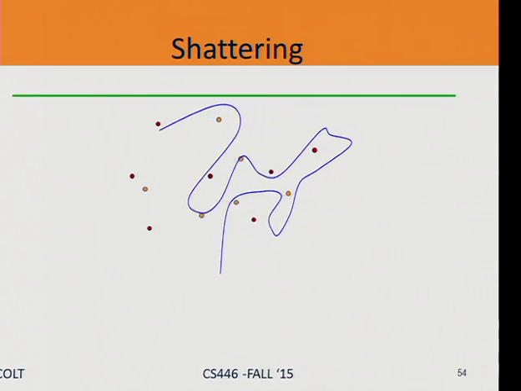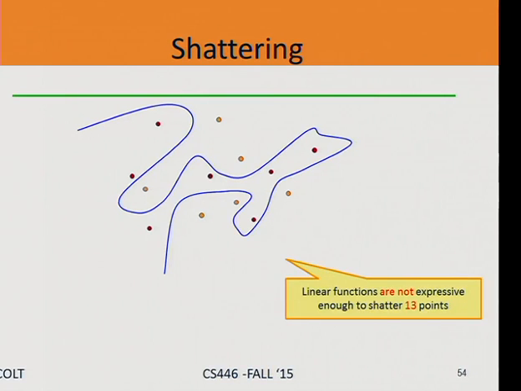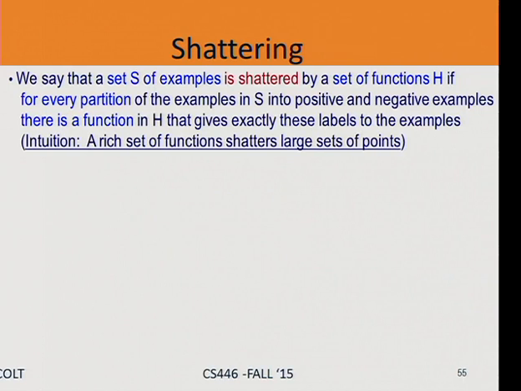But I can try a more expressive function. Yeah, this function actually does it, right? It puts positive on one side, negative in another. And that's really the idea, right? So the idea is that if you have a lot of options in labeling a given set of points, you need a more expressive set of functions. This is what we mean by shattering.